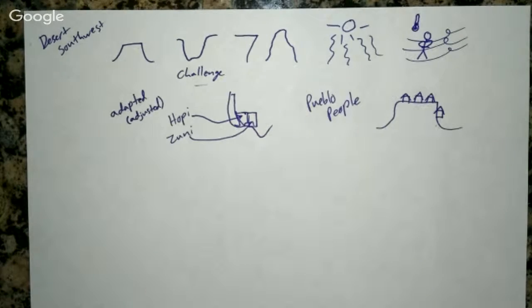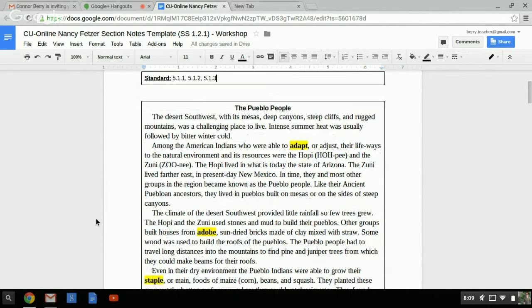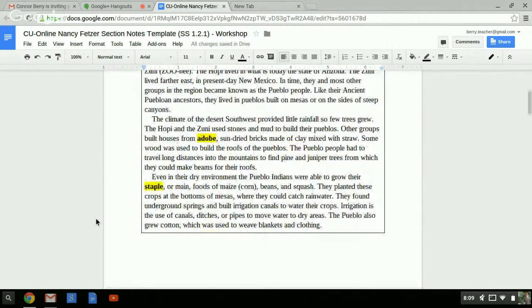Now I've recited it twice. I feel like I understand what I'm talking about. We can move to the next part. The next part says, the climate of the desert Southwest provided little rainfall, so few trees grew. Okay, that's good to know.